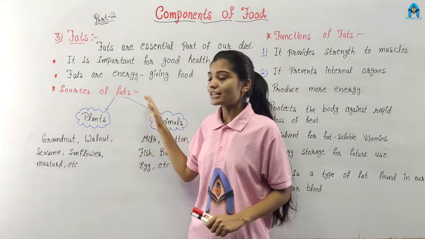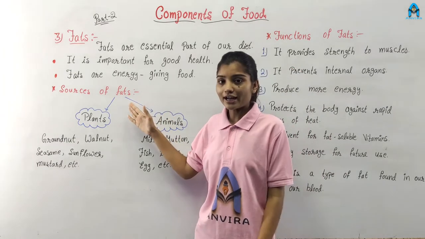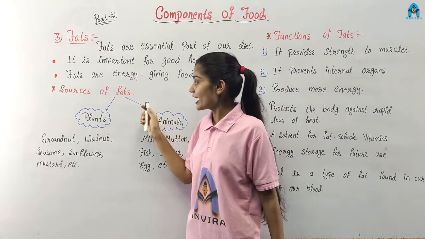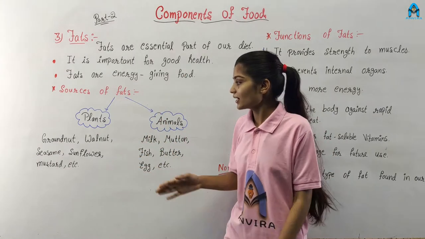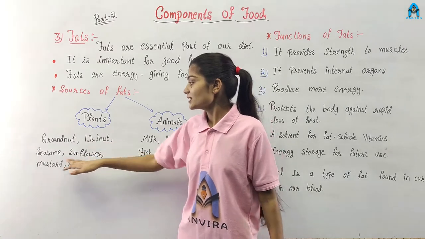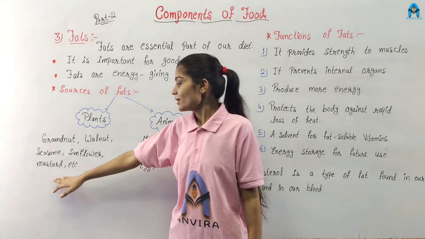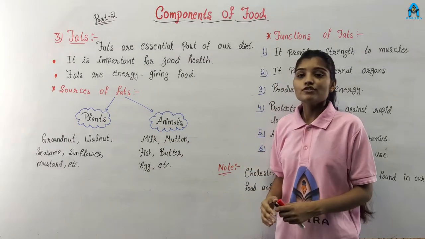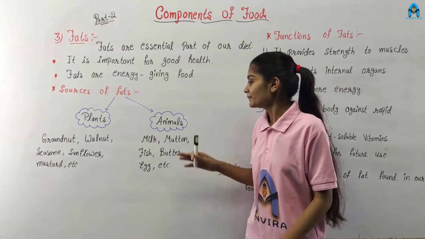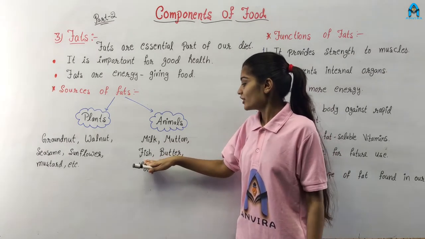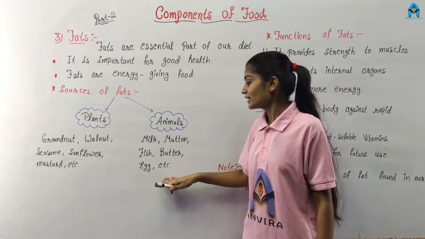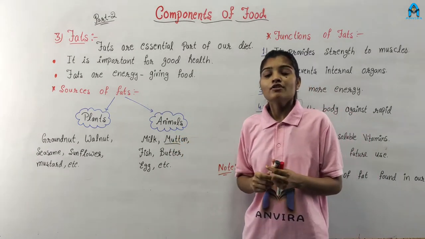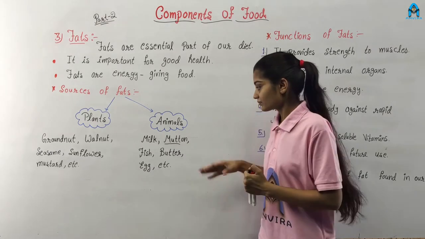The sources of fats are, we obtain fat from both plants and animals. The sources of fats which we obtain from plants are groundnut, walnut, sesame, sunflower, mustard, etc. And the sources of fats which we obtain from animals are milk, mutton, fish, butter, egg, etc. And mutton is a type of meat which we obtain from cattle.